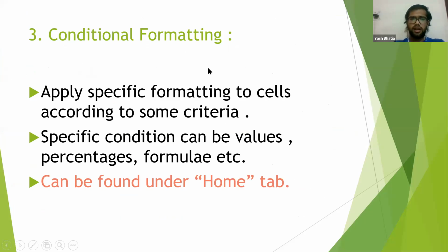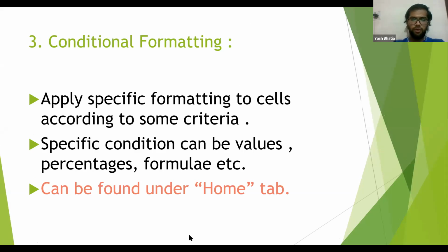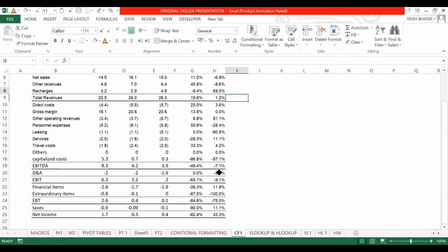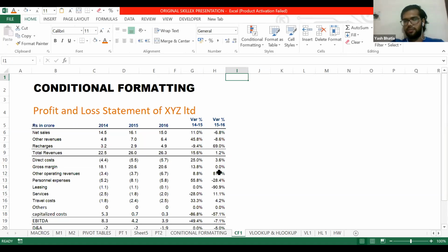So let's see the practical application of conditional formatting. And one more thing, it is used extensively in the field of finance. So let's see the conditional formatting. Here, for non-commerce students, I'm sorry I didn't get another example. Here is the example of the profit and loss statement of XYZ Limited. You can see the figures are in crores. There is a P&L of 3 years, 2014, 2015, and 2016, and here it is variance. You can interpret it. It's a growth percentage.